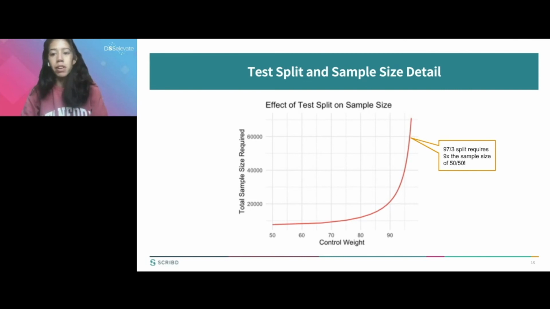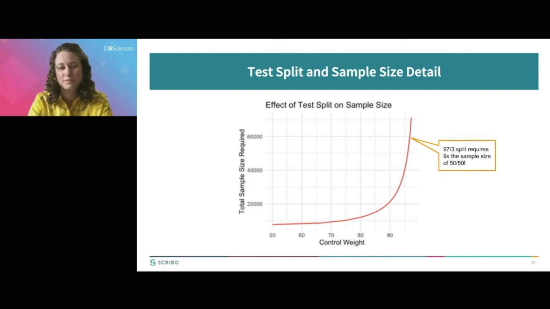For example, if you have a 97-3 split, meaning that 97 percent of the samples go into the control group, that requires 9 times the amount of samples as a 50-50 split. But if you go down to a 90-10 split, the sample size change is more manageable. So details like this are one factor that's not included in online sample size calculators.